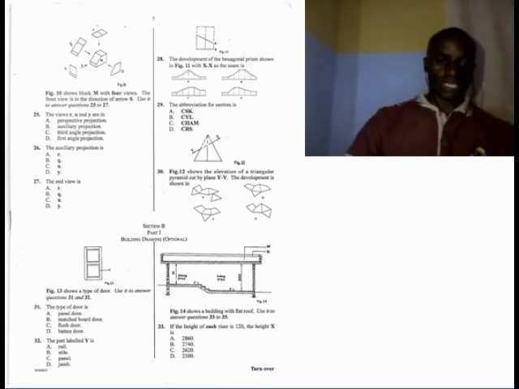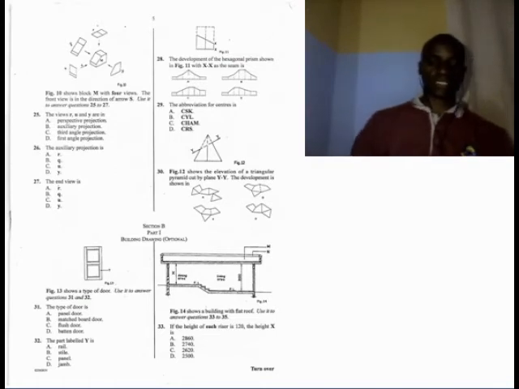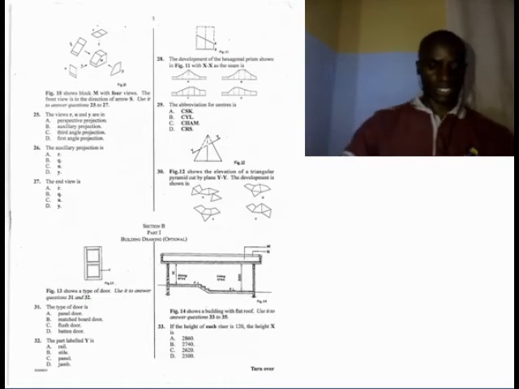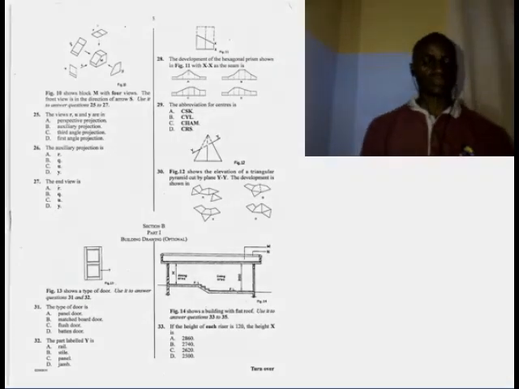Question number 29. The abbreviation for centers is D, CRS. The other one, CSK, is countersunk. CYL is cylinder. And CHAM is chamfer. So the answer is D. Question number 30 is contained in the video below.